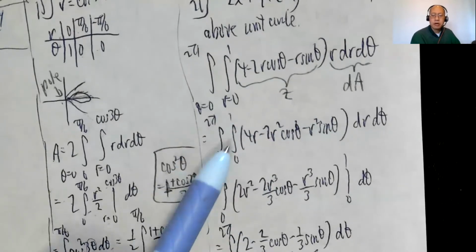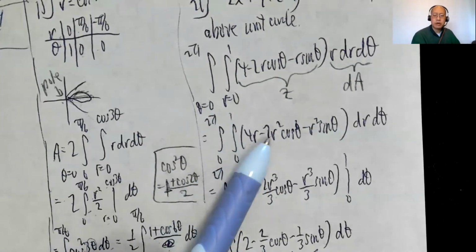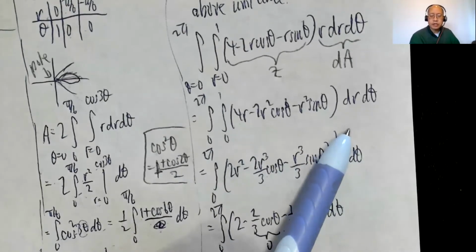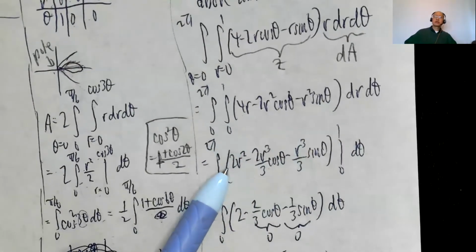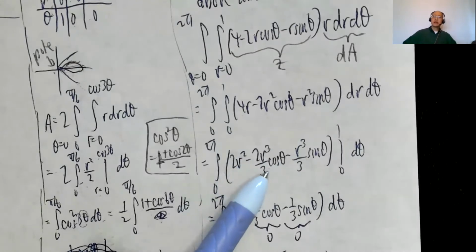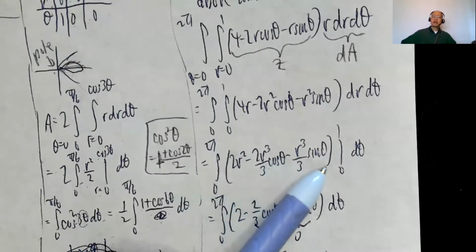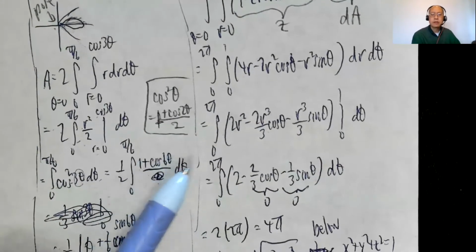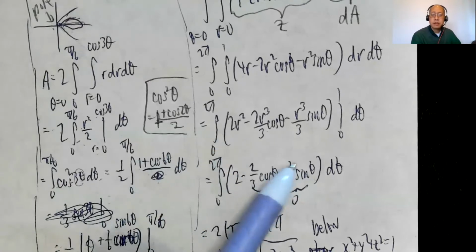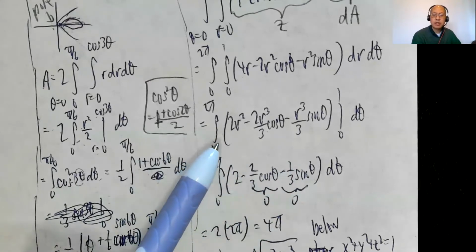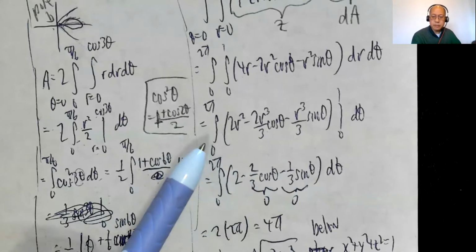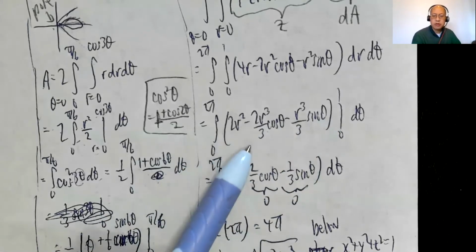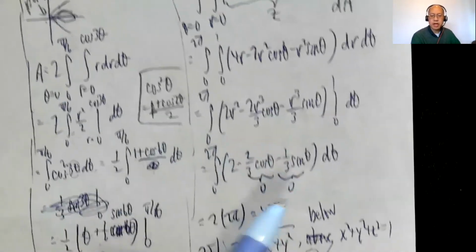Okay, distribute the r. So I'm integrating 4r minus 2r squared cosine theta minus r squared sine theta dr d theta. Okay, so integrate with respect to r: 2r squared minus 2r cubed over 3 cosine theta minus r cubed over 3 sine theta from 0 to 1. If I plug in 1, I get 2 minus 2/3 cosine theta minus 1/3 sine theta.